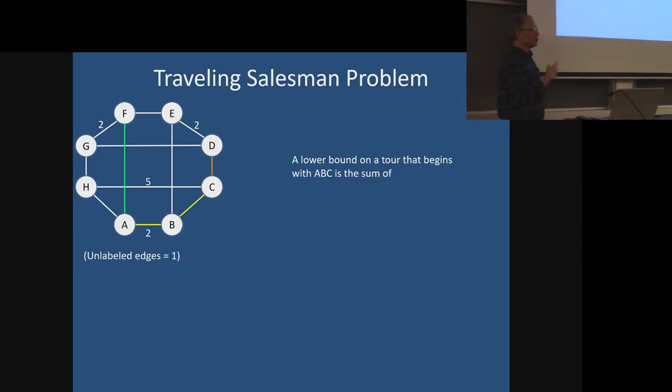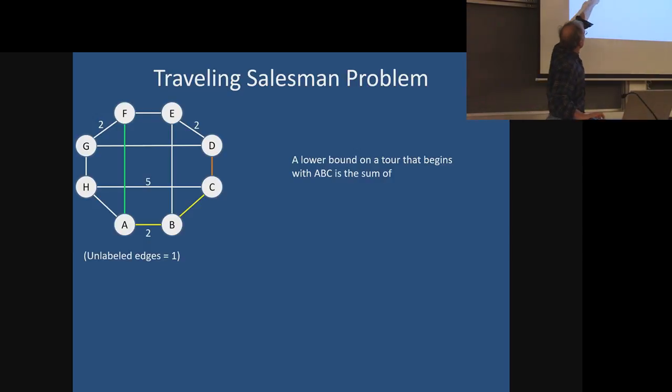Now what I'm going to show you is a classical technique to do it, but I don't think it'll work. In fact, I know it won't work very well for you in practice. We've got some improvements. And this is the bound. We take what we spent so far, which is 3, that ABC distance. We compute the minimum spanning tree that hooks all the unvisited vertices together.